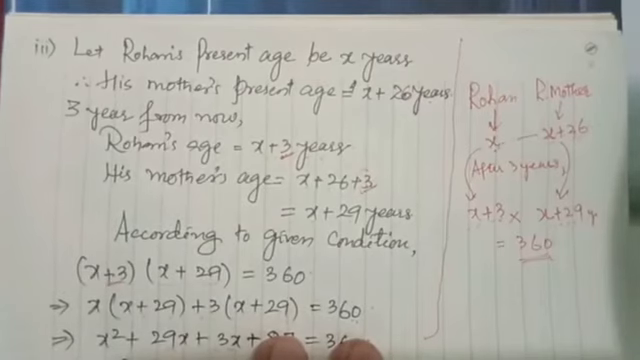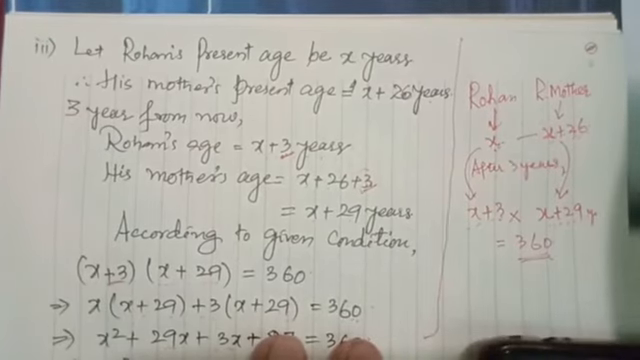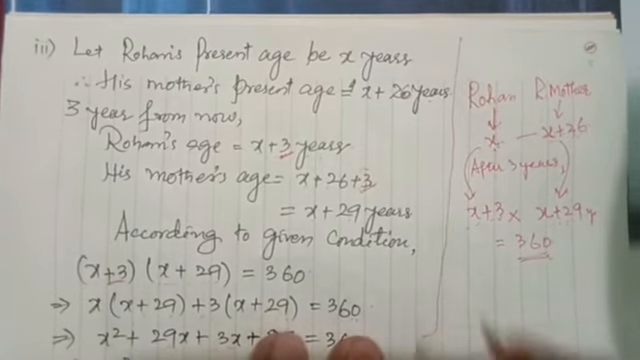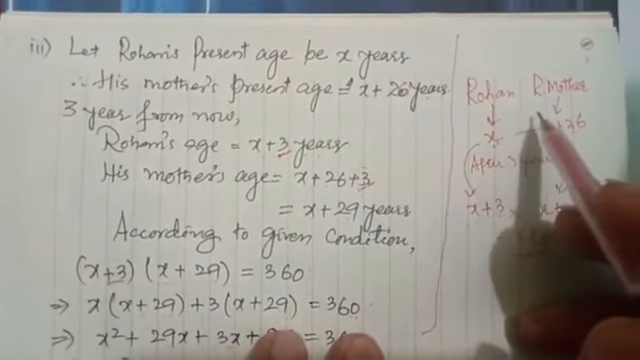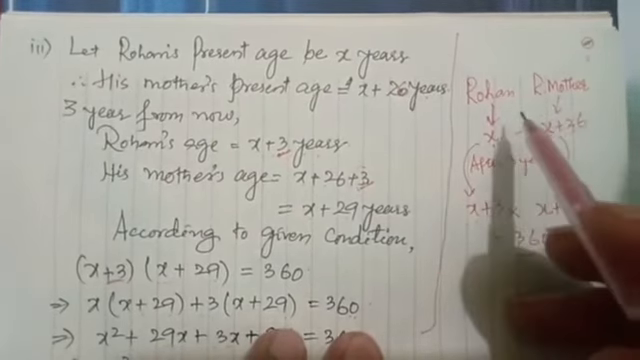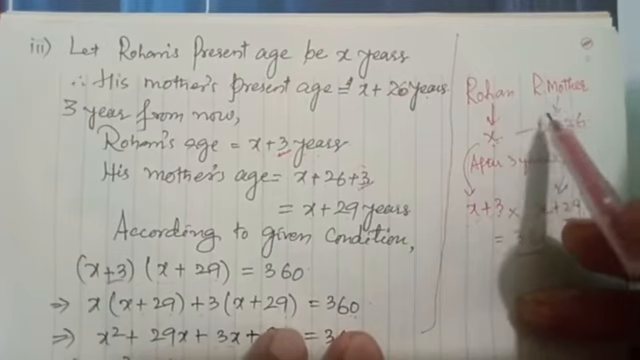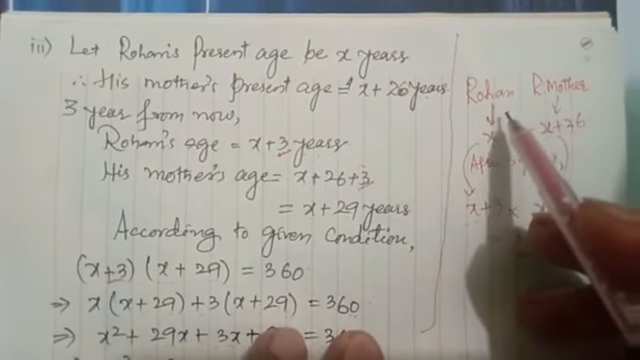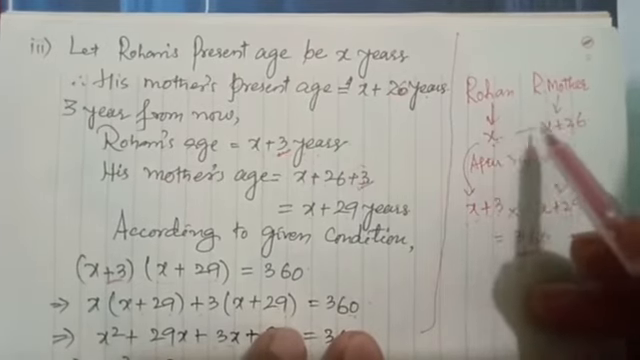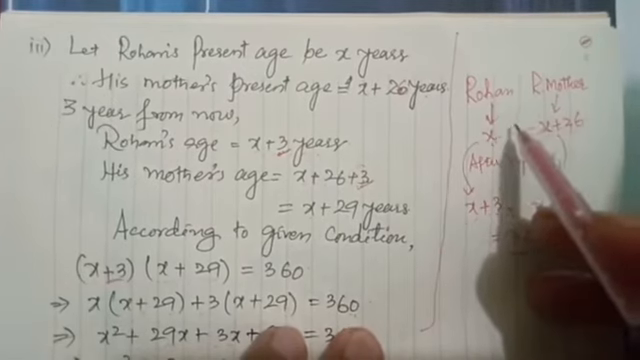Dear students, now we will solve the third part of the same exercise. That is, Rohan's mother is 26 years older than him. The product of their ages 3 years from now will be 360. We would like to find Rohan's present age. The question is talking about Rohan and Rohan's mother's age. Rohan is 26 years younger than his mother, or Rohan's mother is 26 years older than him.